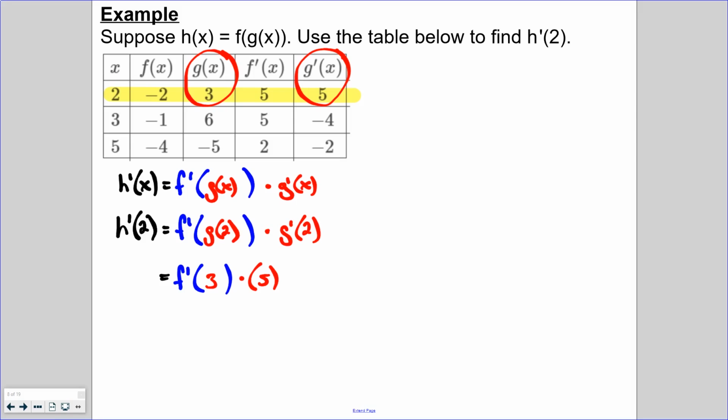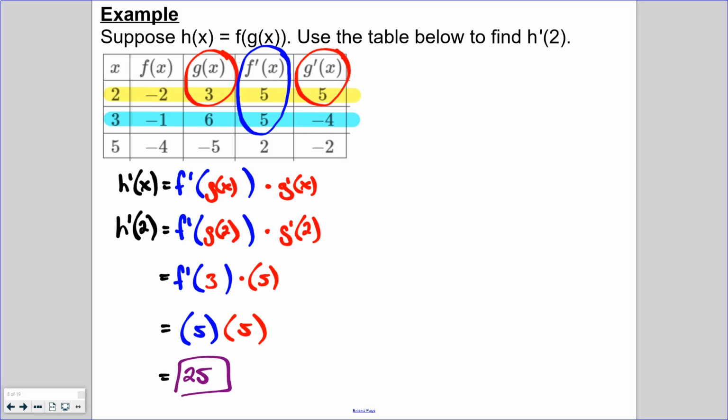And then, next up, we're trying to evaluate f prime of 3. So in this case, x is now equal to 3, so we'll look at that row of our table. And we can see that when x equals 3, f prime of x is going to be 5. So then we can make that substitution. So we're going to have 5 times 5, which is going to give us a final derivative of 25. That last step is the best.